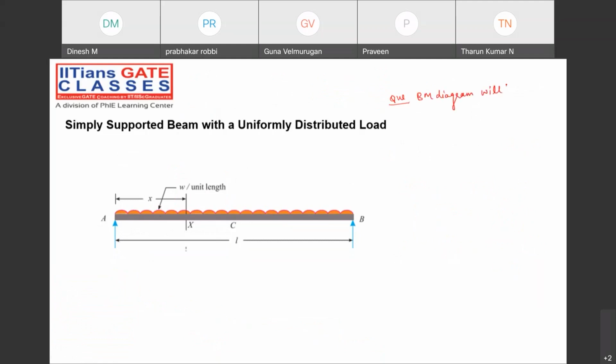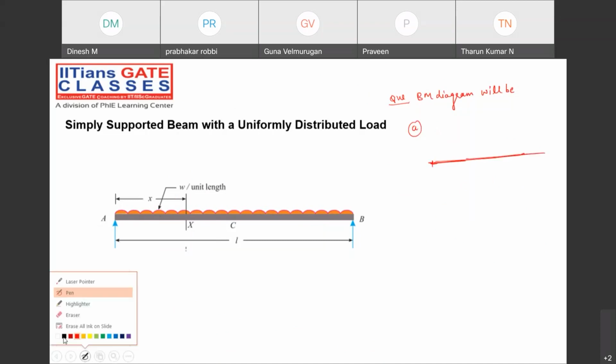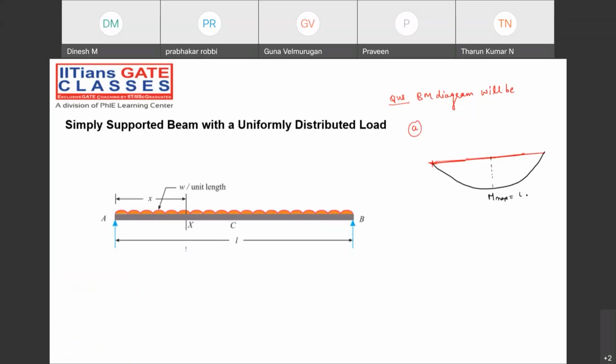All of you please try yourself. Option A will be with the maximum value of the bending moment WL square by 8, that is a negative value. Option B with the positive value. Option C will be a straight line, then parabola. Or option D will be like this.